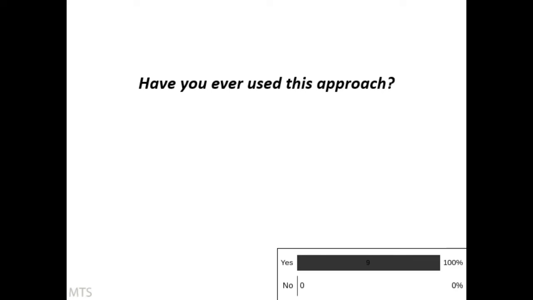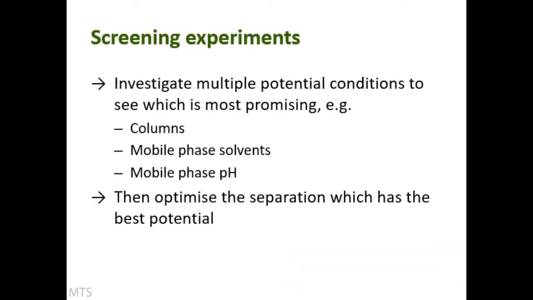Okay, screening then. So here we're talking about looking at potential conditions to see which is most promising. So this is where we're thinking this is not simple. This is a complicated method, and maybe if I try lots of combinations of columns and mobile phases, I'll get some idea immediately of which one looks best, rather than doing them one at a time and going through lots and lots of different things. So these are the sorts of things we might look at, but you could include other things to this list. But columns and mobile phase are usually the key two we're interested in, because remember, we're going to optimize the other things very easily on the instrument. So we would optimize afterwards.